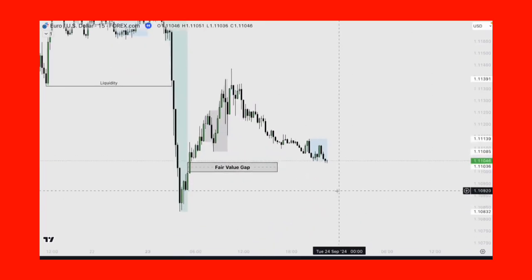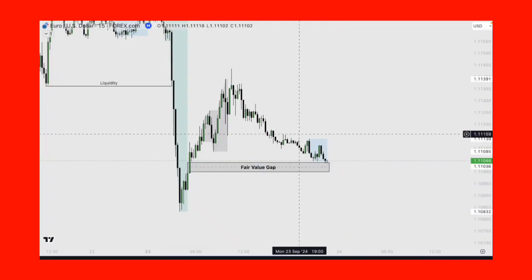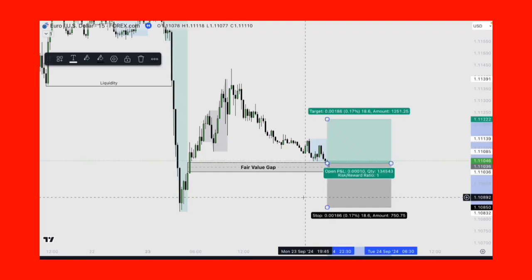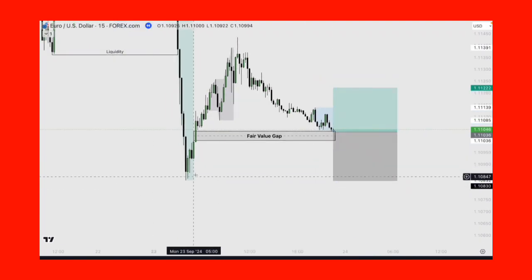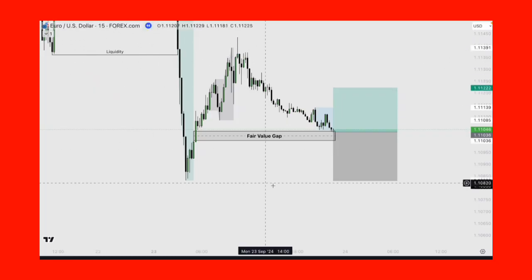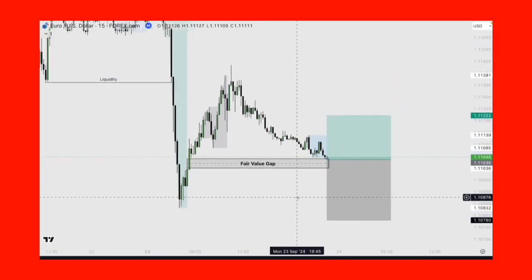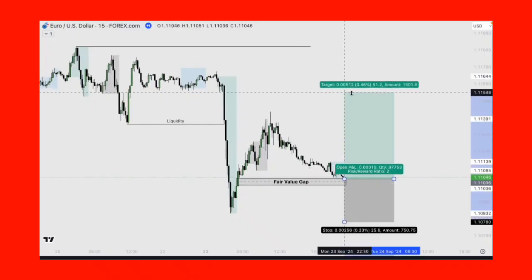Okay, here, what do we get? We get a tap of this fair value gap within our Asia kill zone. So we take the trade on the retest of the fair value gap. We put our stop loss below the swing low that took out the previous day low. We place our stop loss below it, and we simply target a 2 to 1.